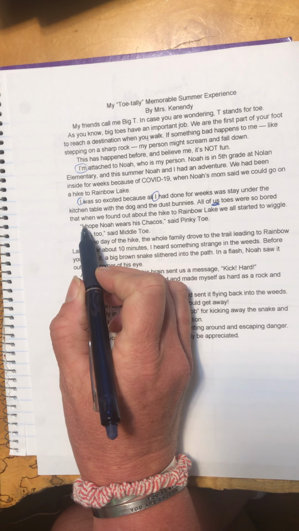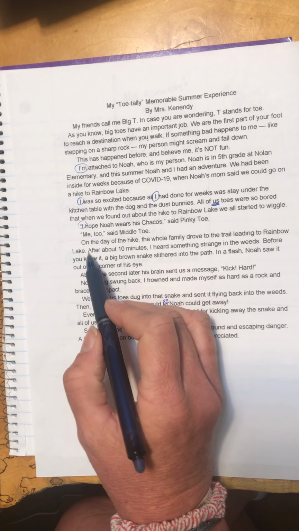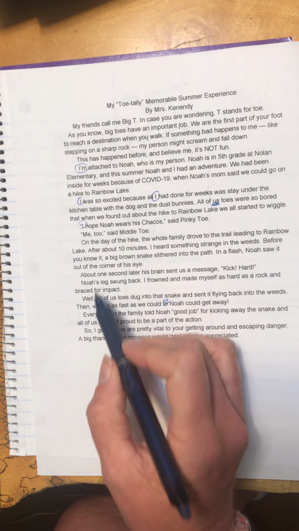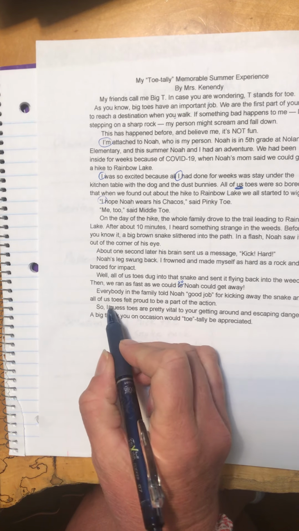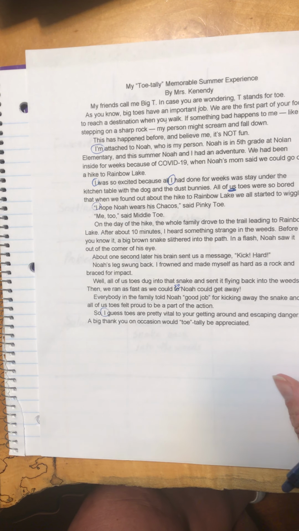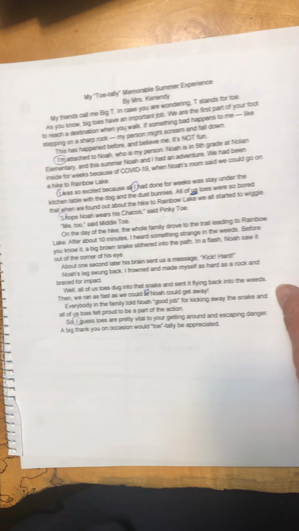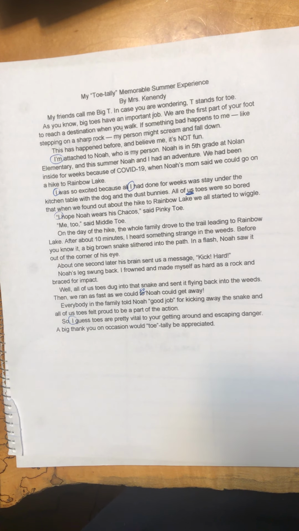I hope that Noah wears his chacos. Me too. So all of these words are indicating that it's first person. And then down here at the bottom, so I guess toes are pretty vital. So those are all things that let us know it's first person. So make sure when you're writing your story that you use first person pronouns.